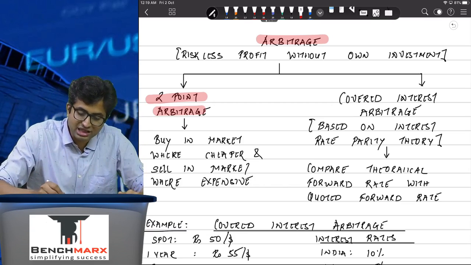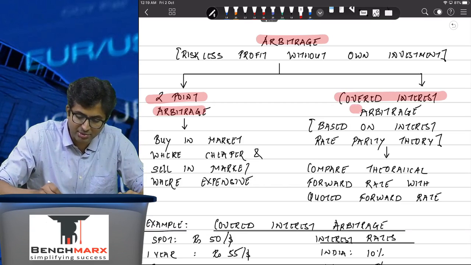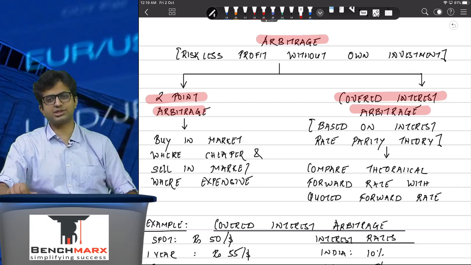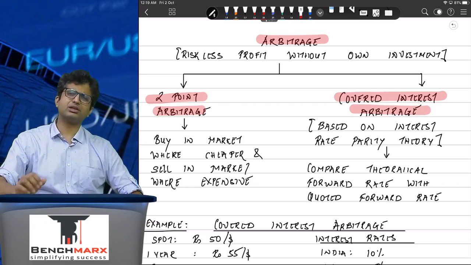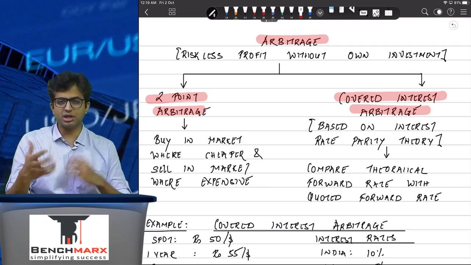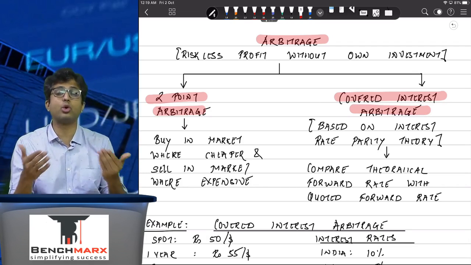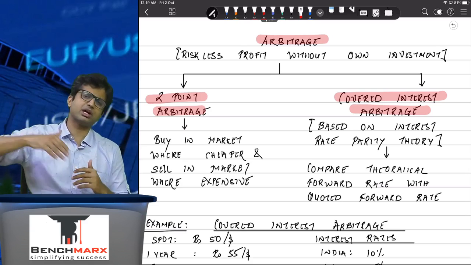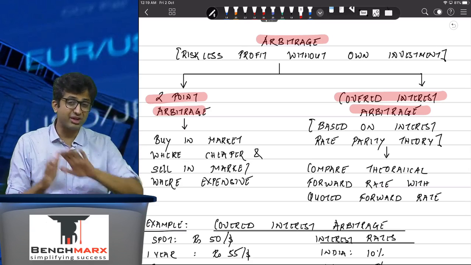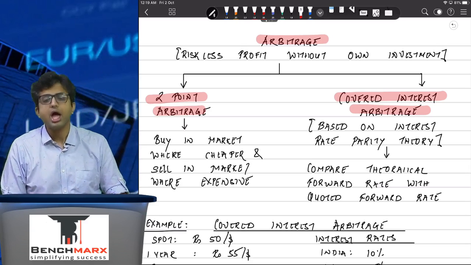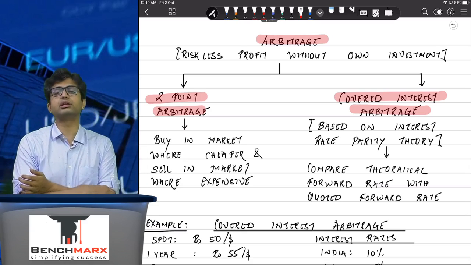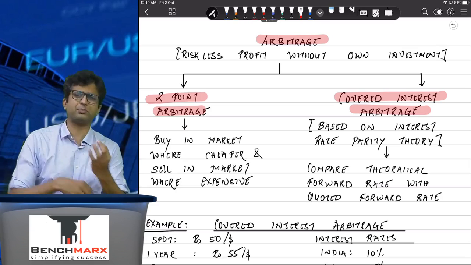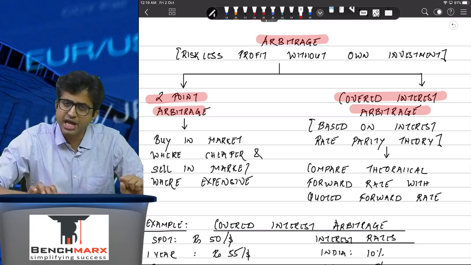Acha, then there is covered interest arbitrage. Covered interest arbitrage is interesting. It bases its understanding on what is called as the interest rate parity theory. Now, interest rate parity theory is exactly like inflation rate parity theory, because generally inflations and interest rates go hand in hand. The countries where inflation is higher, well, interest rate is also higher. The countries where inflation is lower, the interest rates are also lower. And as a result, the covered interest arbitrage ensures that the interest rate parity theory also applies. So the formula for interest rate parity is exactly the same as inflation rate parity.